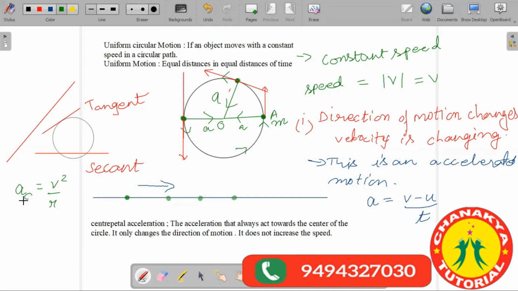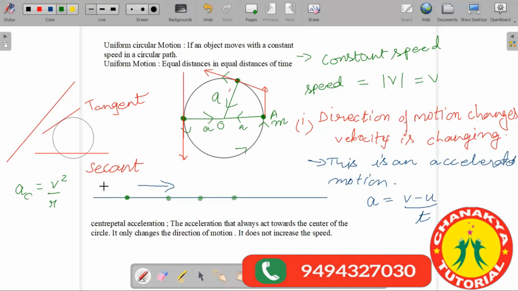Yes, sir. So the v square is the velocity at an instant. Velocity V is the speed, not the velocity. Here V is the speed and not the velocity. Remember, velocity is with the direction. And in the circular motion, we are looking at the direction. We are observing the change of direction.